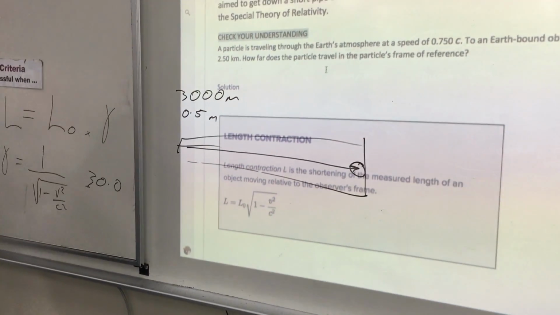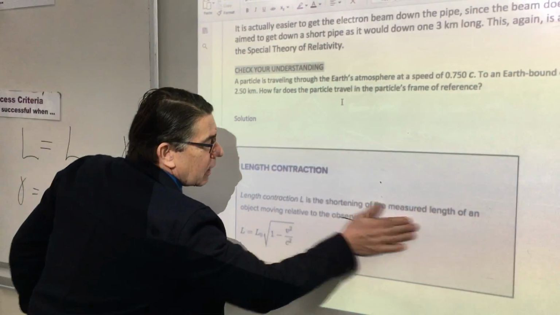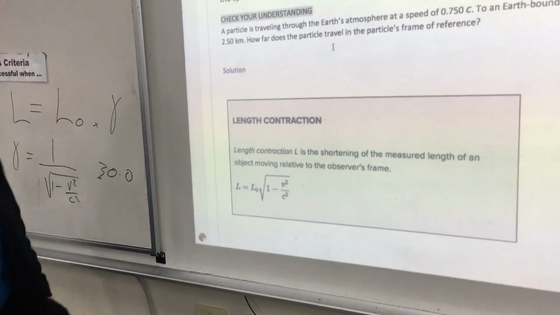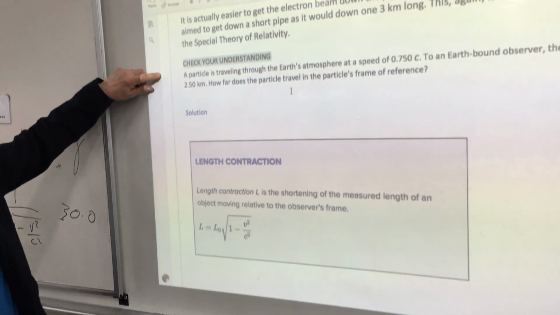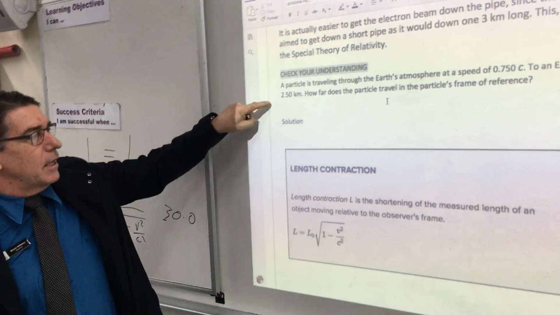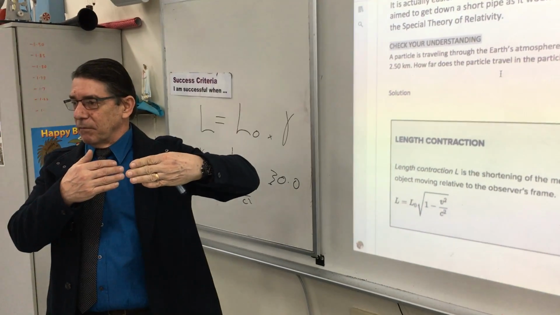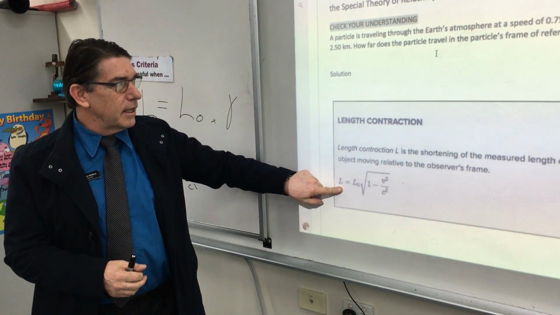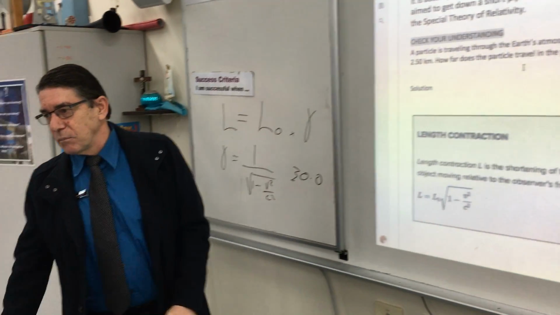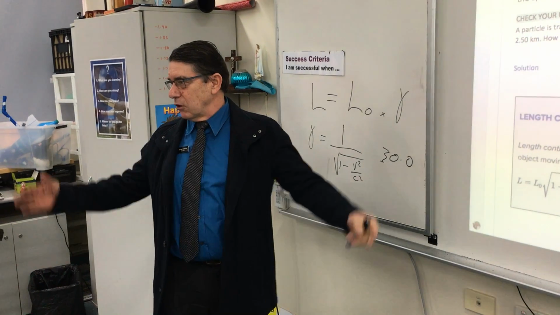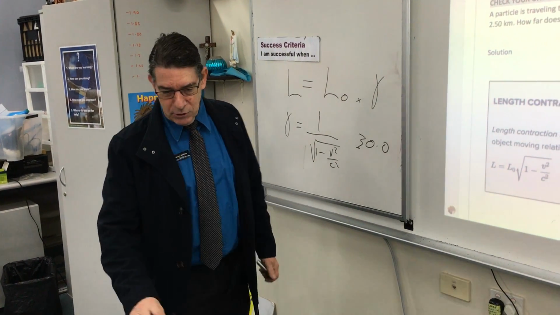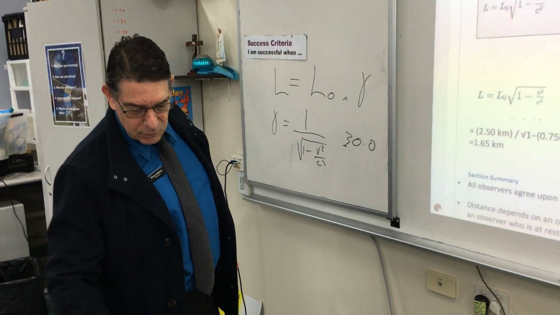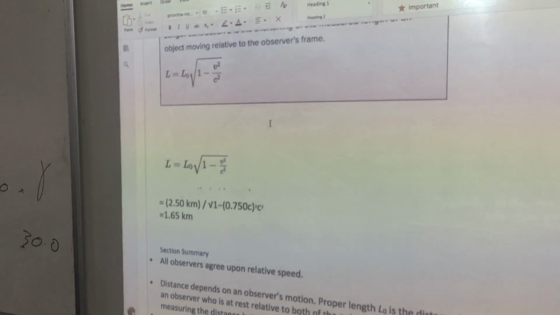What actually happens to the length, so the 2.5 kilometres that we measure travelling at that speed, what does the particle actually see? So you would go through, substitute into here, that'll tell you the conversion factor, and then you divide by the conversion factor, and that will show you how much the length should be reduced. All right, is that reasonable? And it drops down to 1.65 kilometres.